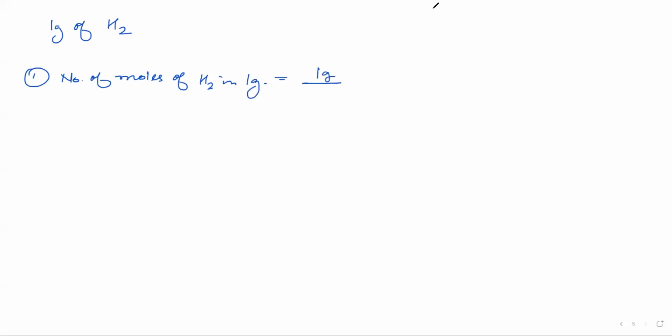See Rishan, you can see here 1 gram of H2. First thing that we'll find is the number of moles of H2 in 1 gram. This will be equal to 1 gram divided by the molar mass of H2. What is the molar mass of H2, Rishan? Very good, 1 gram per mole. So this will cancel out, we will get 1 mole. Next, second thing that we will find is the number of molecules of H2.